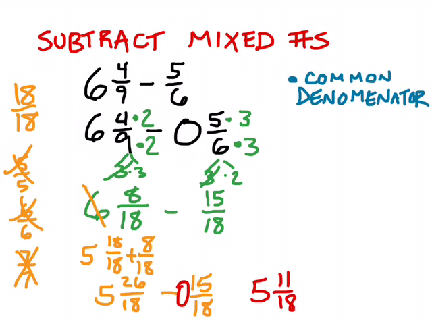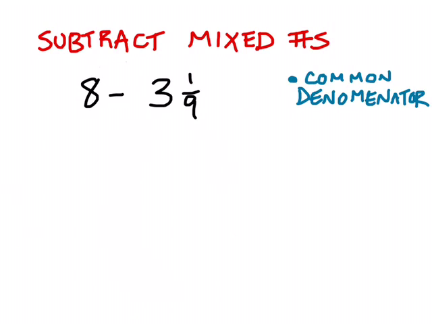And I'll show you one more time that we end up with some similar stuff happening. Here I have the problem 8 minus 3 and 1/9. So I've got a whole number and I'm taking away a mixed number. This is another borrowing situation, and here's why. When I look at that 8, it's like having 8 and 0/9. I've got no ninths. So when I go to take away 1/9, I can't do that yet. So same idea as before, I have to borrow.